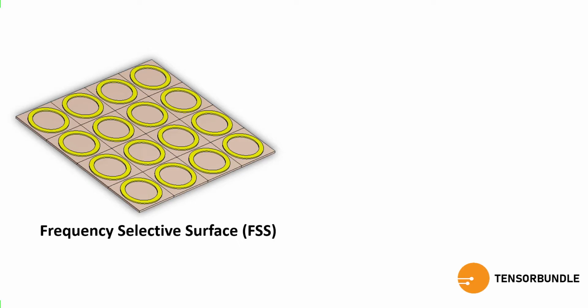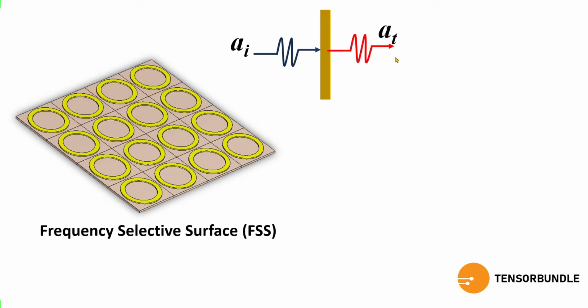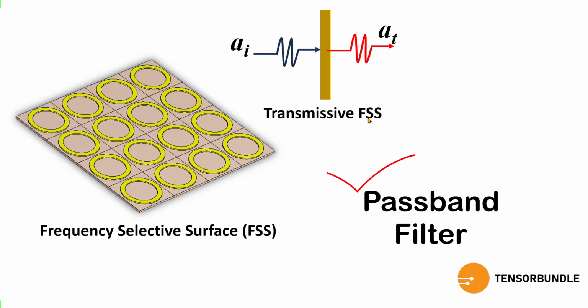Let's see. Imagine we have a frequency selective surface here, and there is an incident wave denoted by AI. Now, depending upon the property of this specific FSS, it can allow this frequency to pass through it. So in this case, AT is the transmitted wave, and this is known as transmissive frequency selective surface. This is exactly the same as a passband filter, all right?